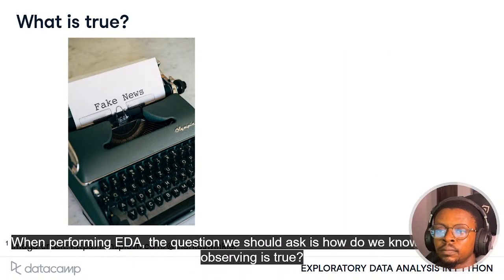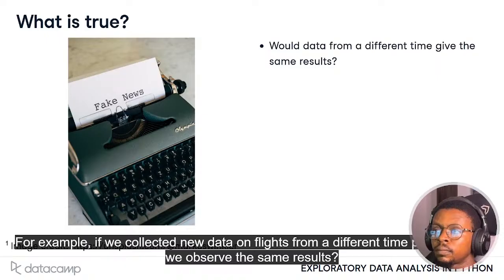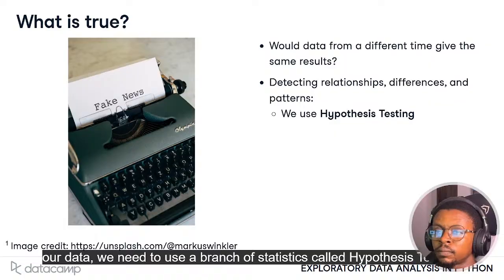When performing EDA, the question we should ask is: how do we know what we are observing is true? For example, if we collected new data on flights from a different time period, would we observe the same results? To make conclusions regarding relationships, differences, and patterns in our data, we need to use a branch of statistics called hypothesis testing.